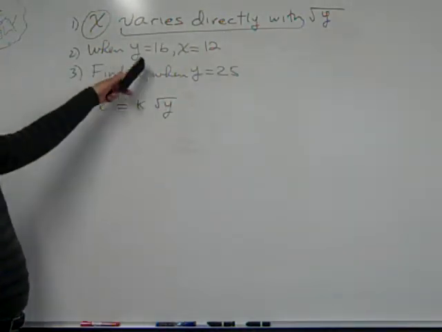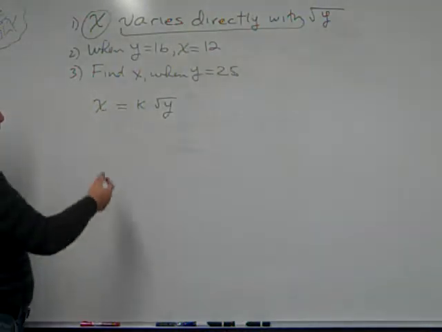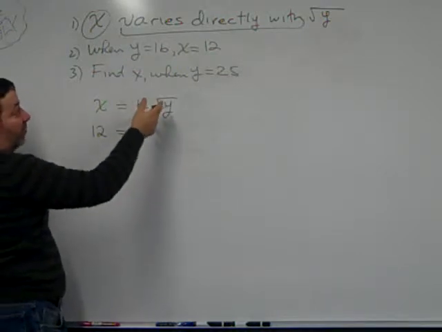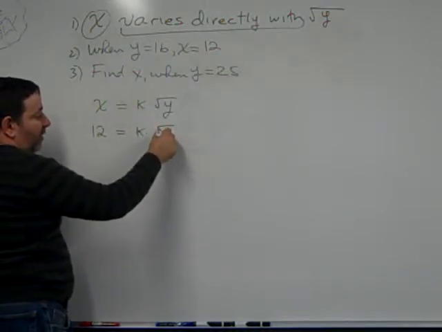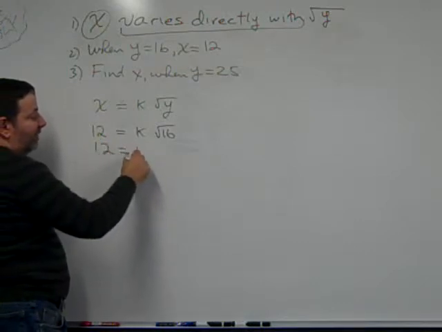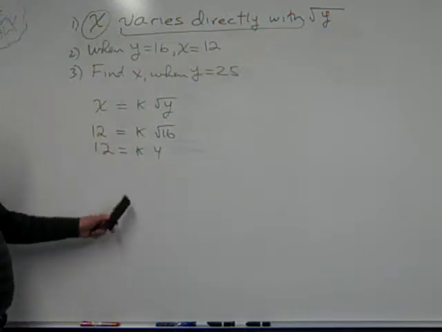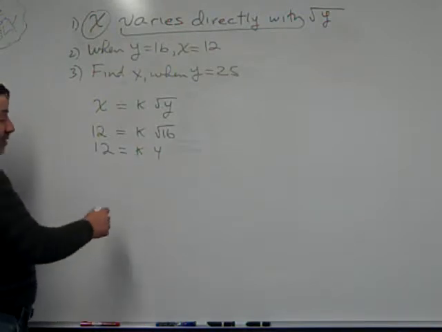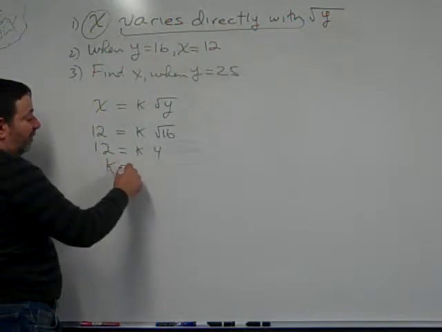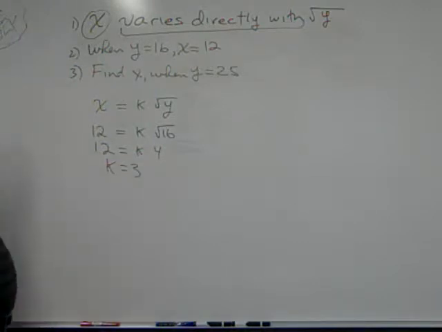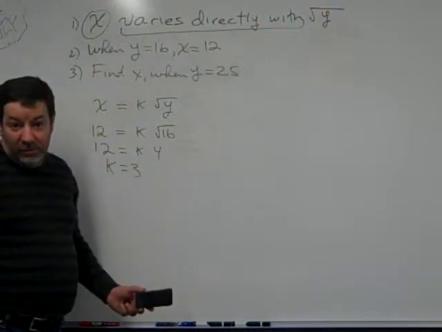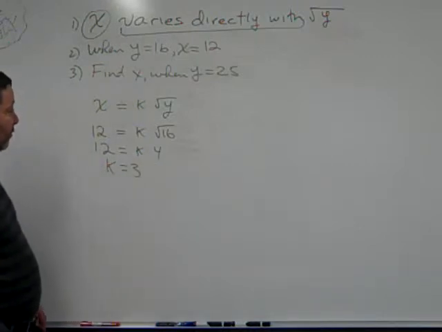Second line, when y is 16, x is 12. So 12 equals k, we don't know, times the square root of 16. Well, the square root of 16 is 4. Some number times 4 is 12. 3 times 4 is 12. Don't divide by 4, because then you have to know what 12 divided by 4 is. That's harder than to know 3 times 4 is 12. Besides, it removes the whole step.